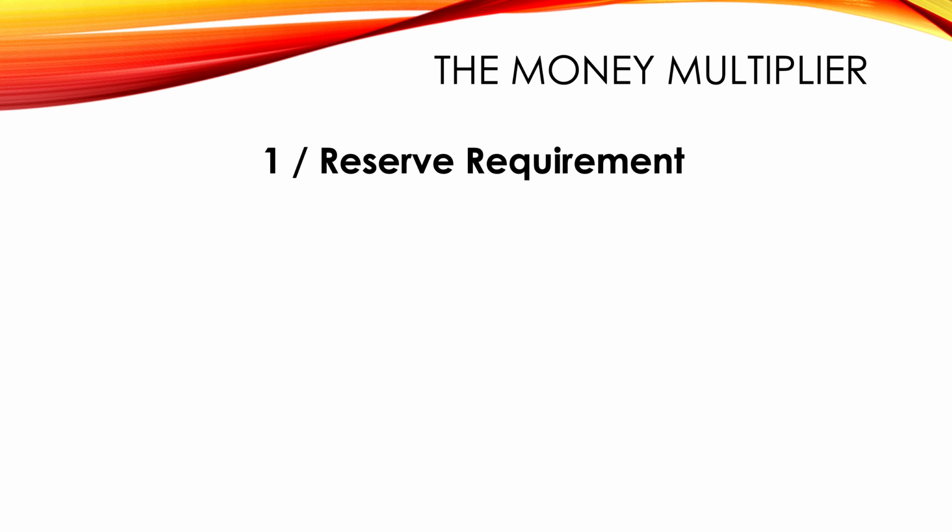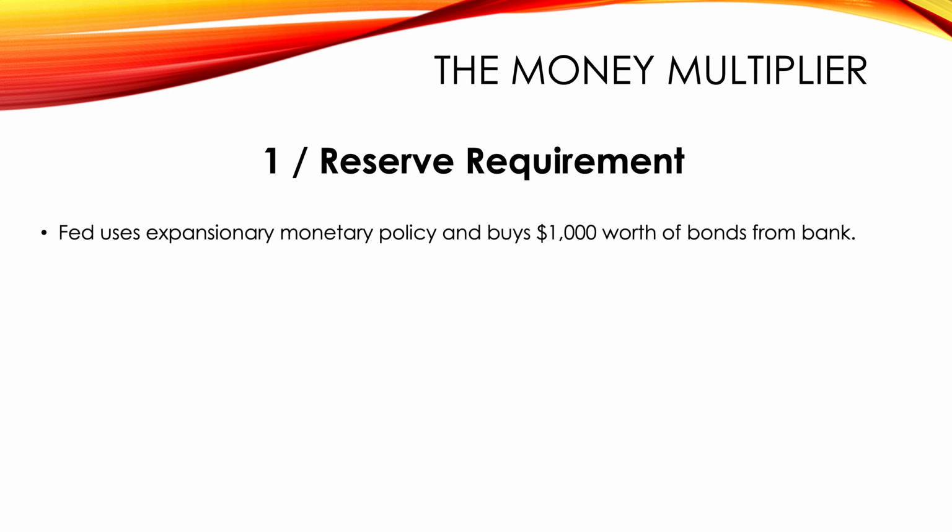So we're going to do an example here with some monetary policy. Let's say that the Fed uses expansionary monetary policy and buys $1,000 worth of bonds from a bank, right? So they're putting $1,000 into the money supply that was not there already. This is brand new money. This is now part of the money supply. It was not before. There is a 10% reserve requirement.